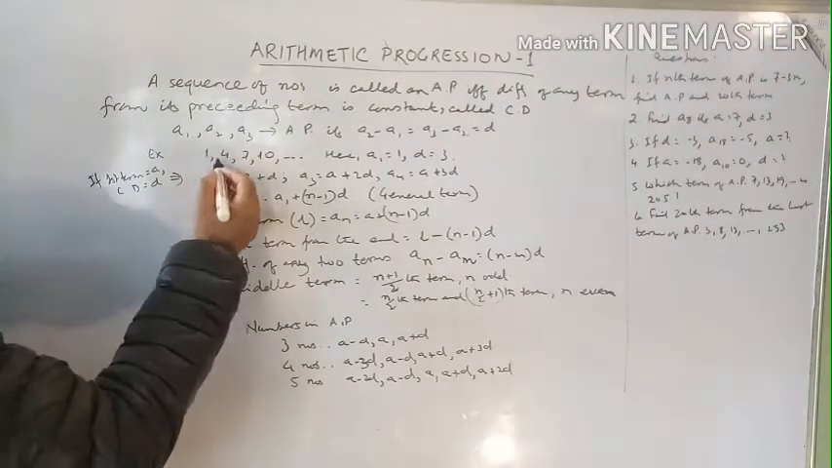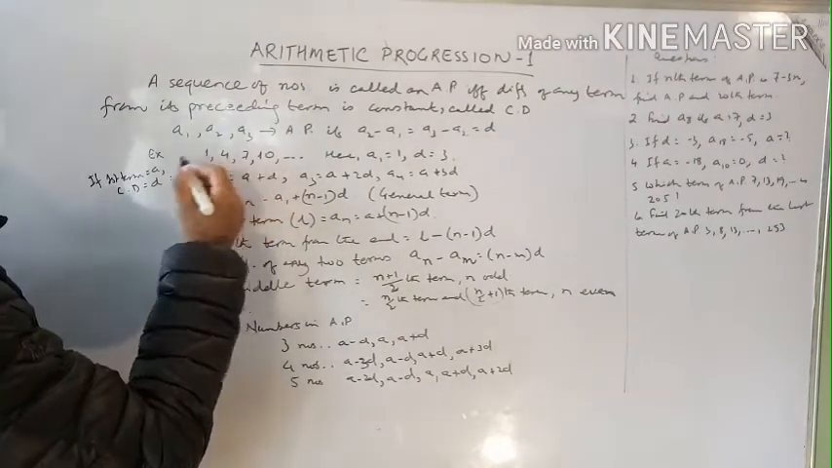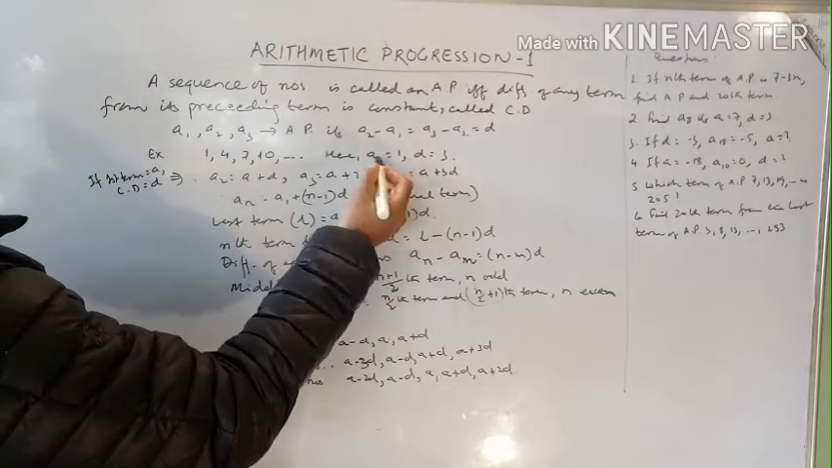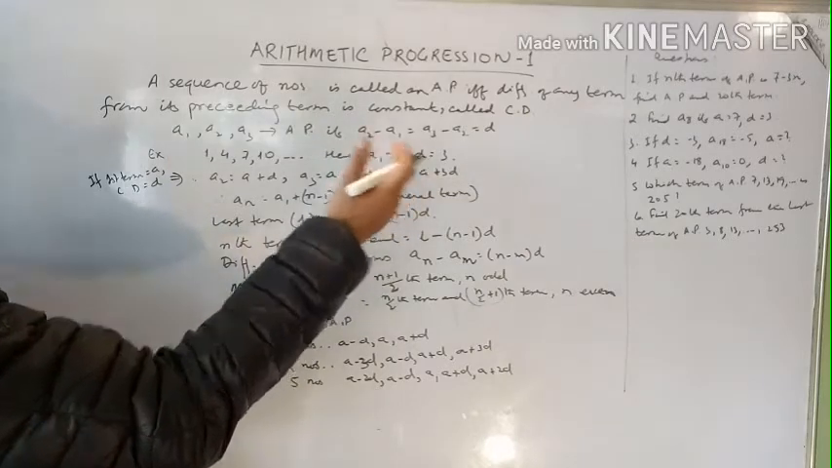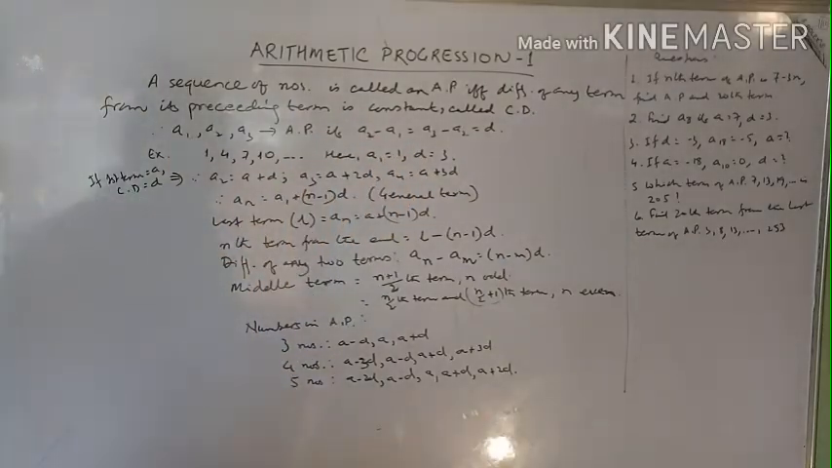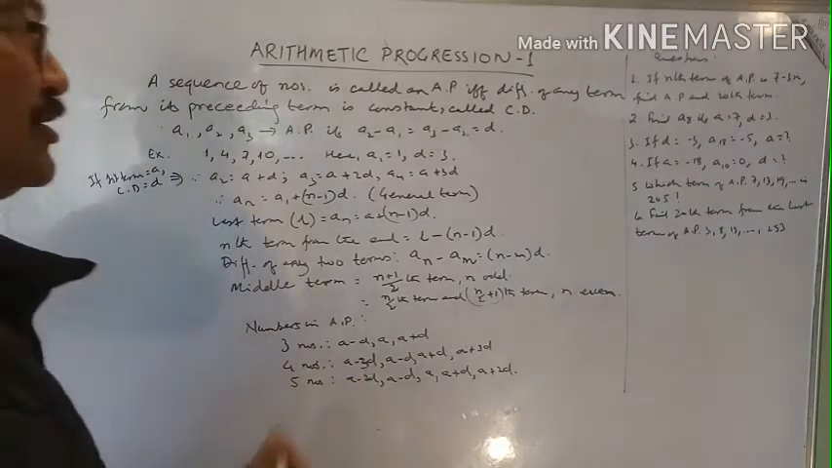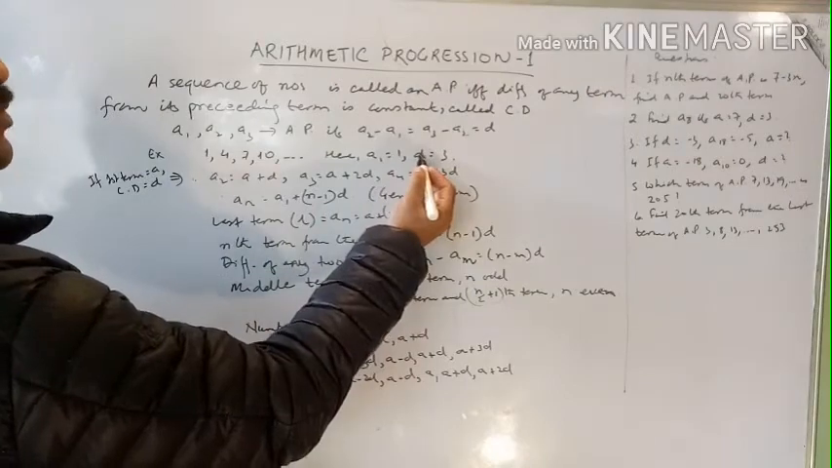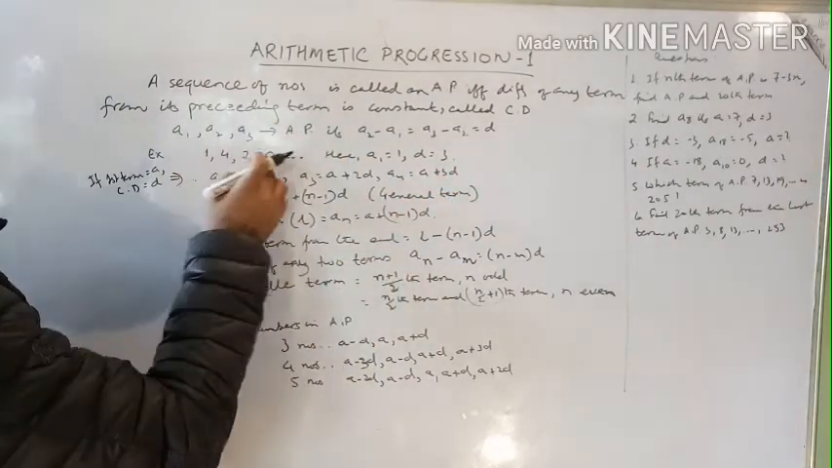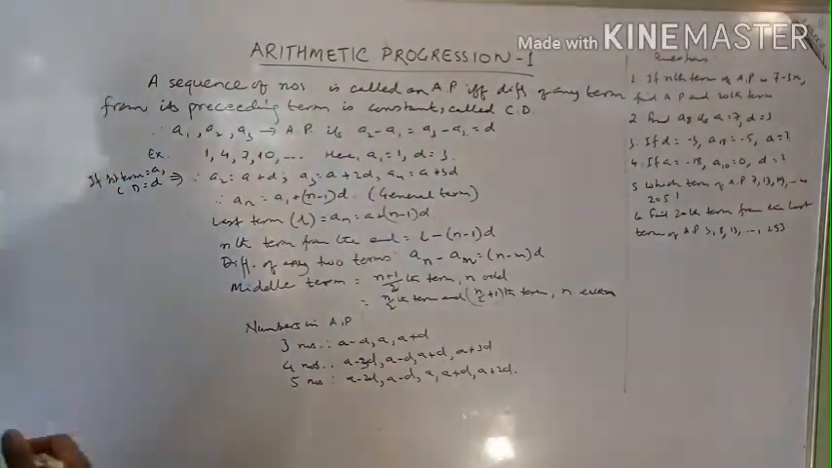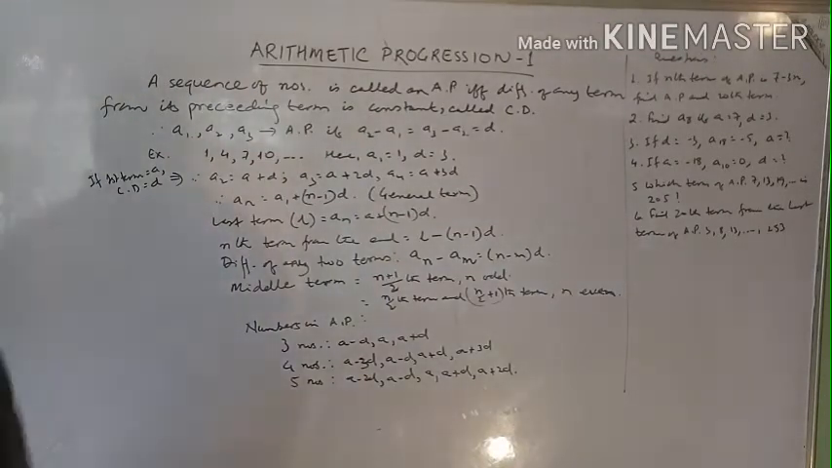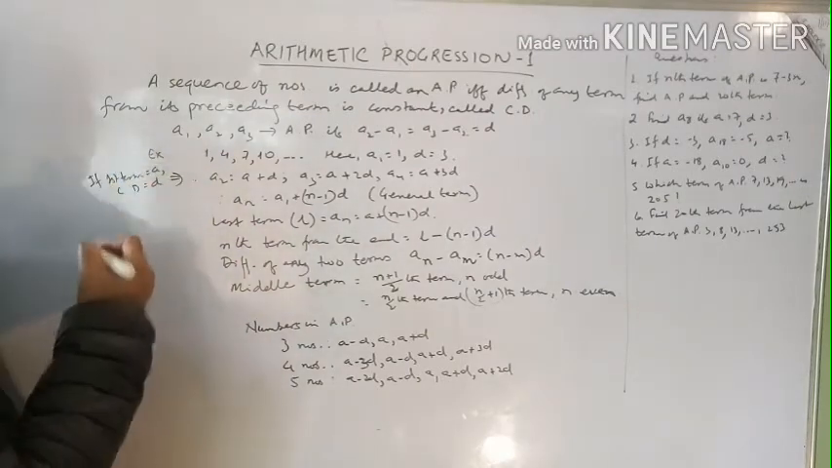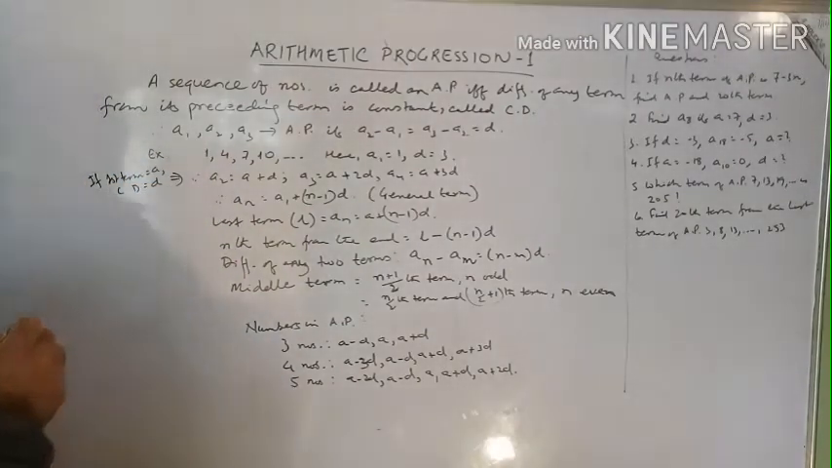In this AP, arithmetic progression, the first term is 1. Normally the terms we denote by A1, A2, A3, or T1, T2, T3, etc. So A1 is the first term, that is 1, and d stands for common difference. Common difference means the difference everywhere is the same, which is 3. Now suppose the first term is denoted by a and common difference by d.